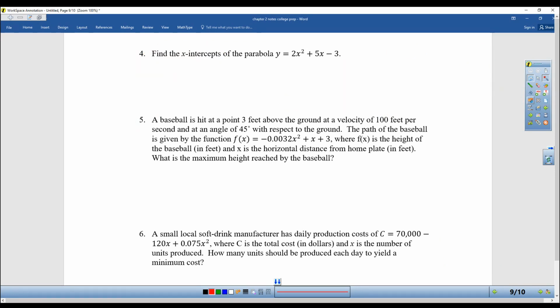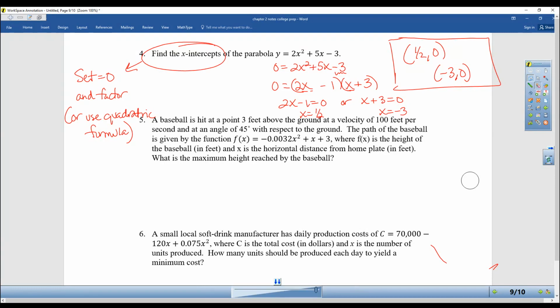Oops. Just wanted to erase these little extra lines.